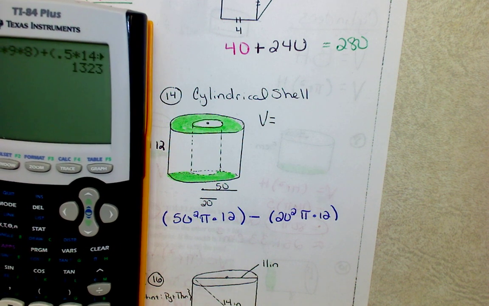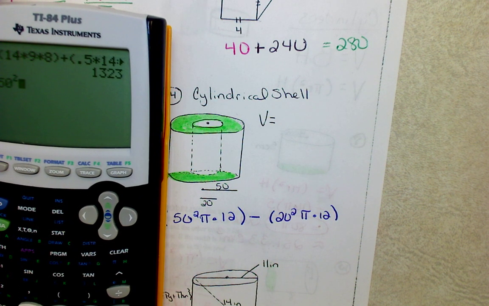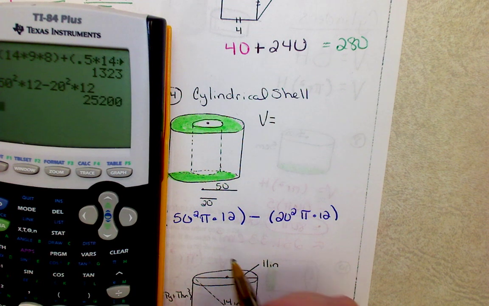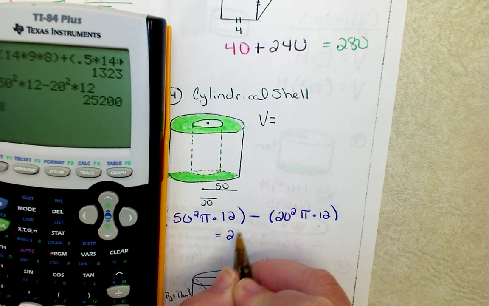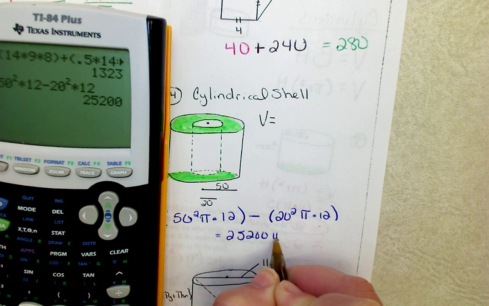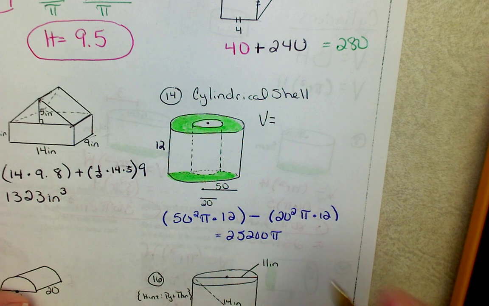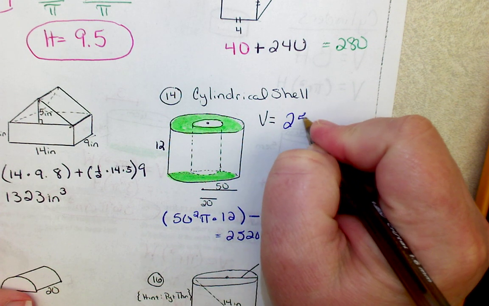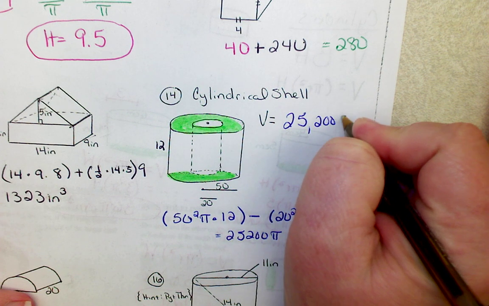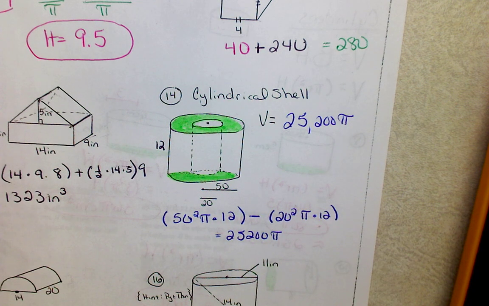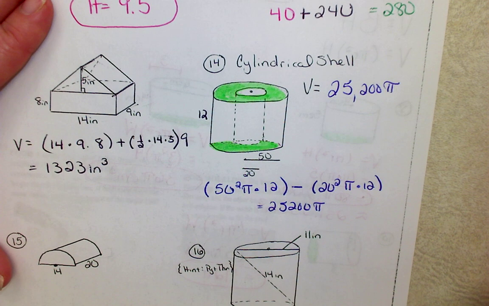Now, I'm going to leave it in terms of pi. So let's see, we got 50 squared times 12 minus 20 squared times 12. Okay, so we're going to get 25,200 pi for our volume. And again, I didn't give any units, so we're just going to leave it like that.